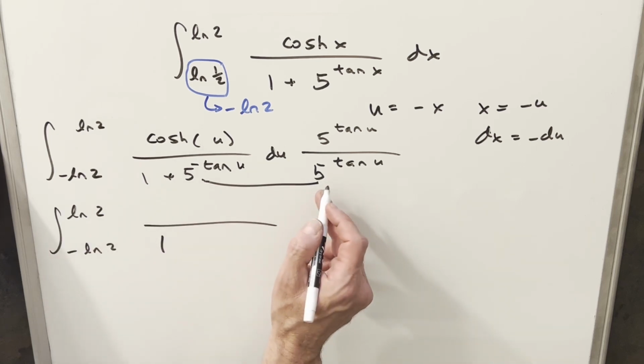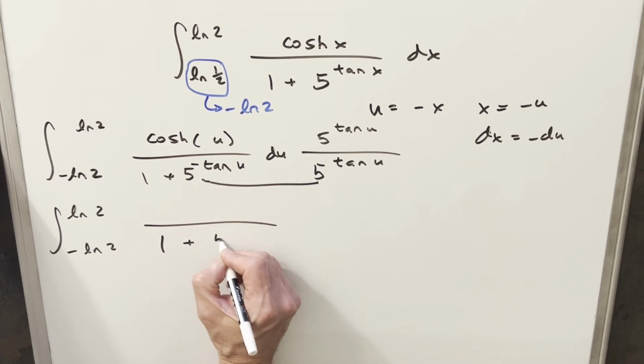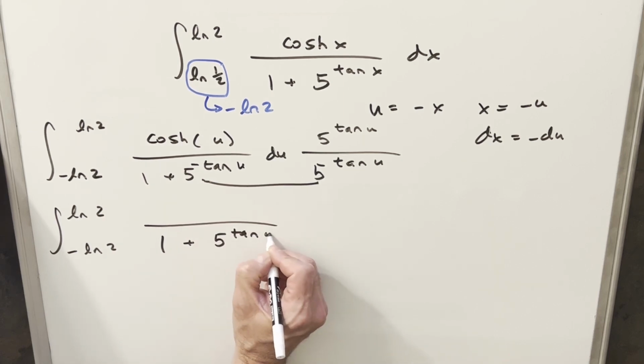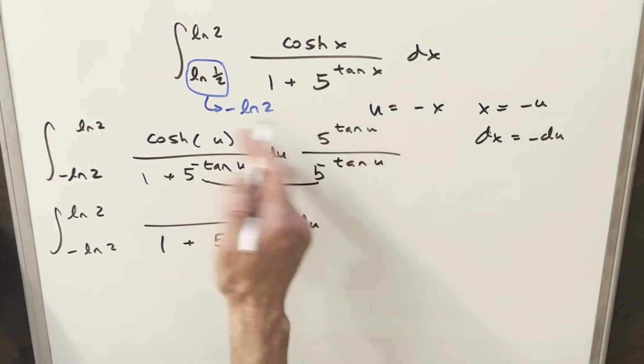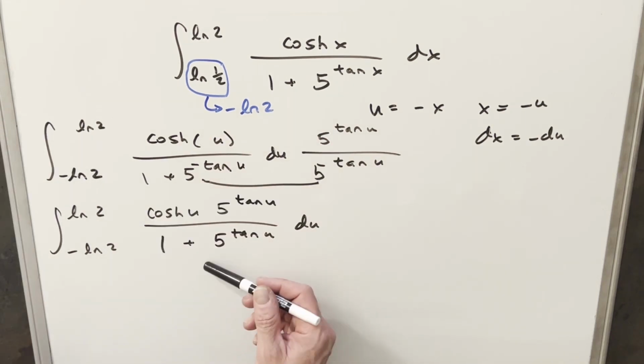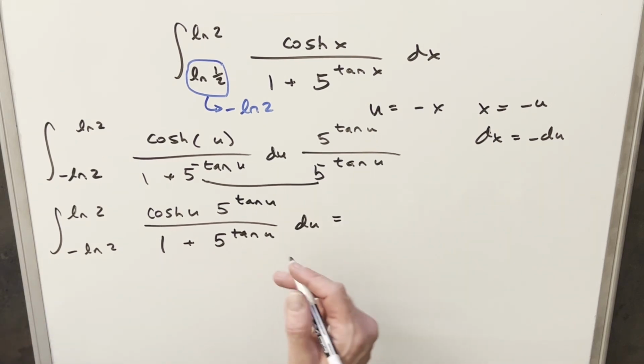I'm going to change the order, and then I'm going to write, and then if I multiply 5 tan u times 1, we're just going to get our 5 tan u back. So this is exactly like our denominator. And then for the numerator, I'm just going to multiply 5 tan u times cosh u. Now that we have everything lining up with our original integral, I'm going to change my variable name. I'm going to change my variable back to x.